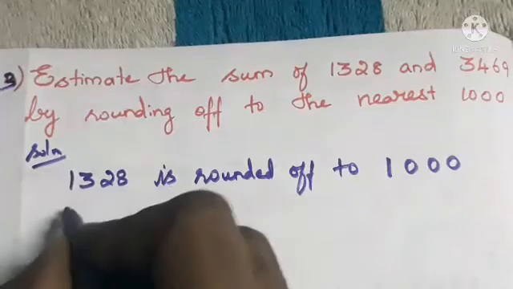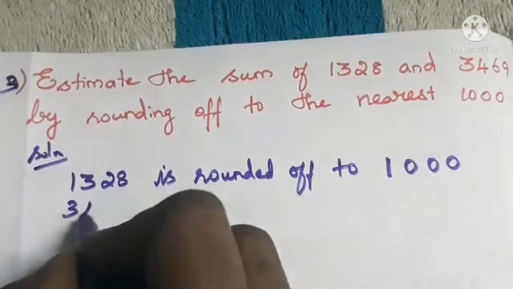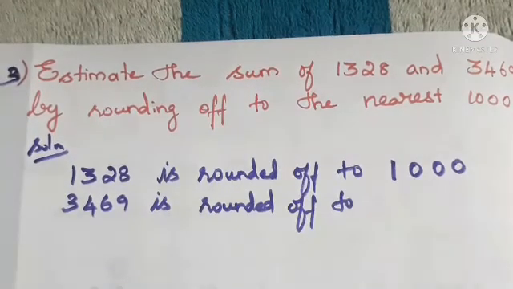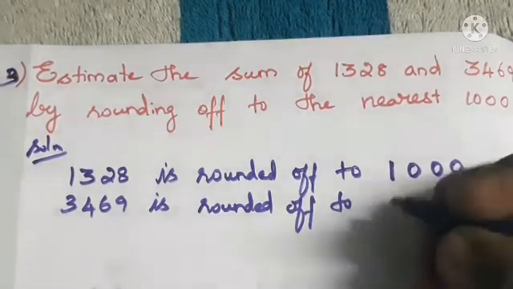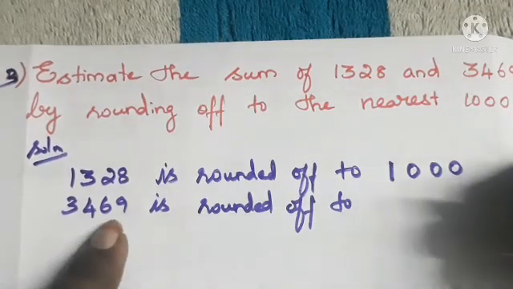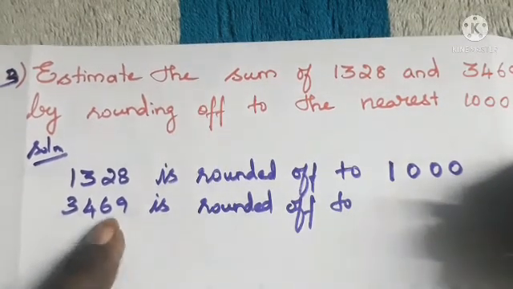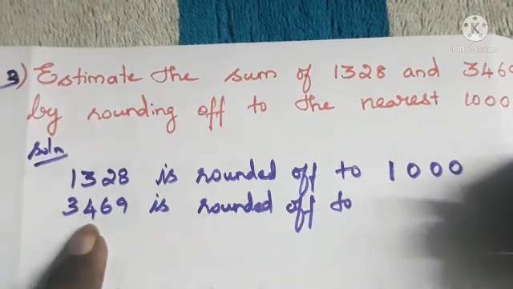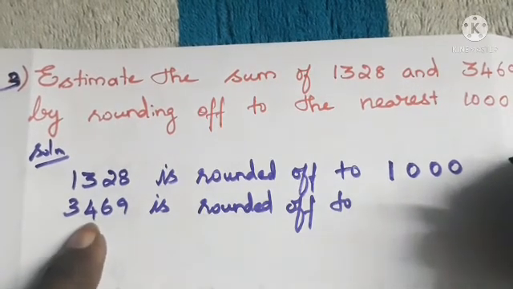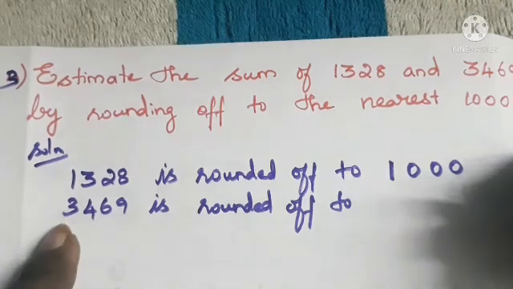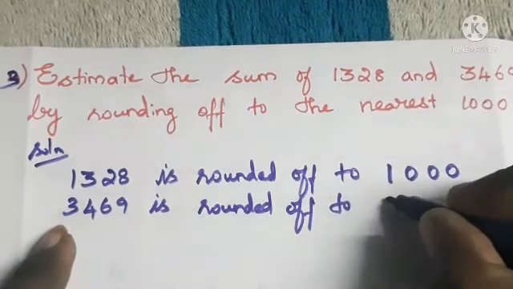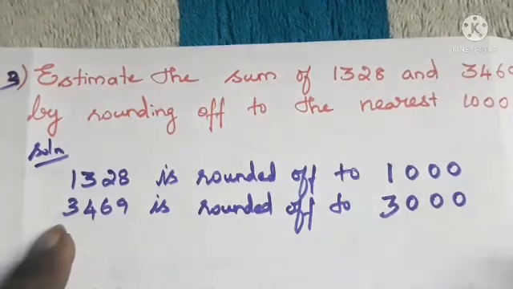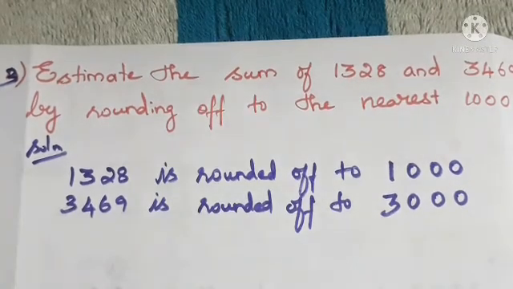Next number is what, ma? 3469 is rounded off to what? See here, in the ones place we have 9, in the tens place 6, and in the 100 place we have 4. So if you focus on the 100 place, it is 4. So it is less than 5. So no need to change the 1000 place. Keep the 1000 place as it is and make the 100, tens and ones places zeros.